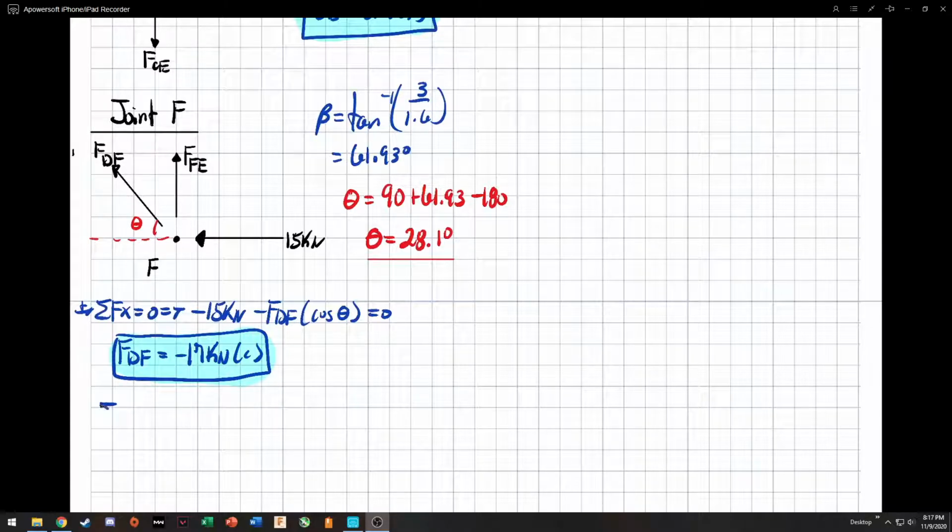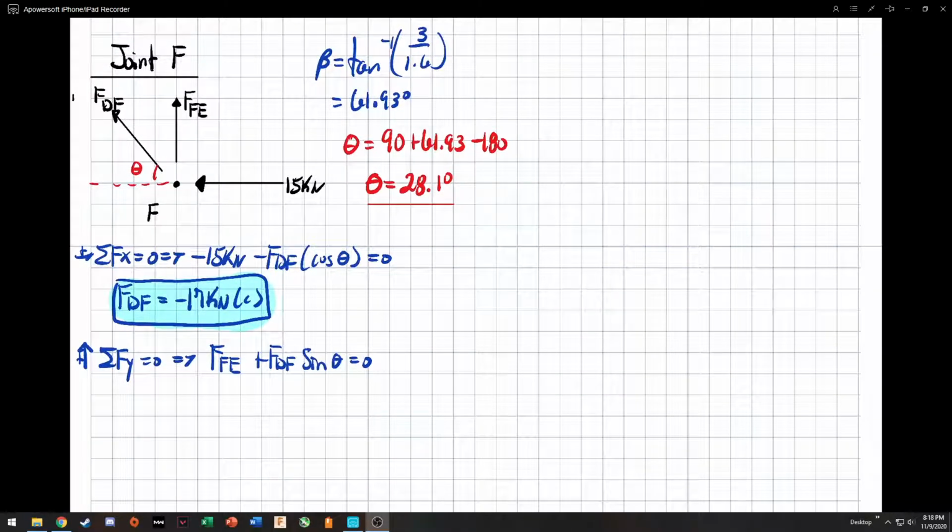Now take our sum of forces in the y direction equal to 0, positive in the vertical up direction. We get force Fe plus force dF sine of theta is equal to 0. Knowing theta and force dF, we can find force Fe. Force Fe comes out to 8 kilonewtons positive, so it's in tension.